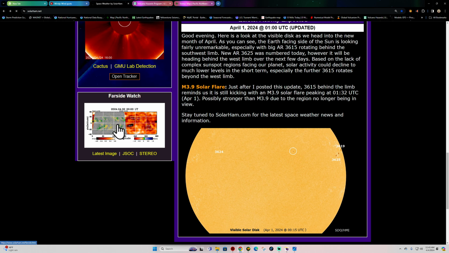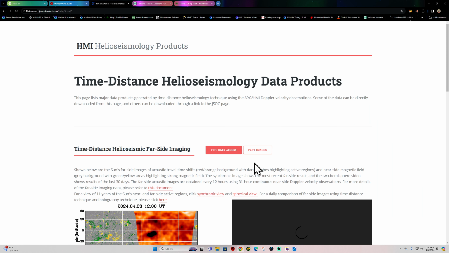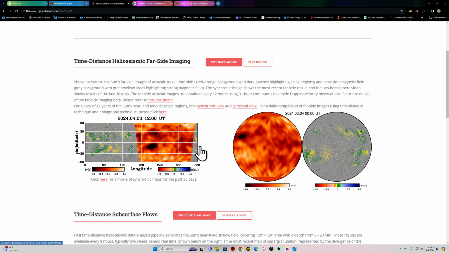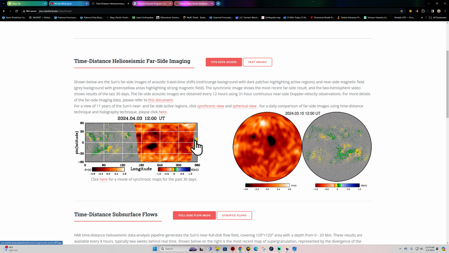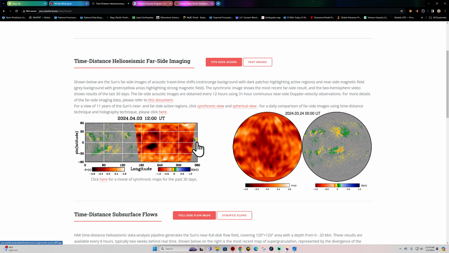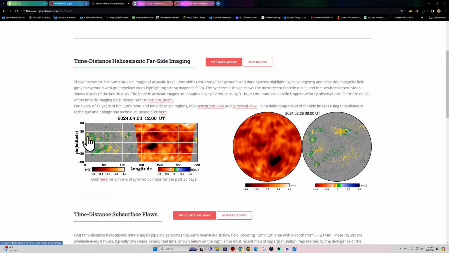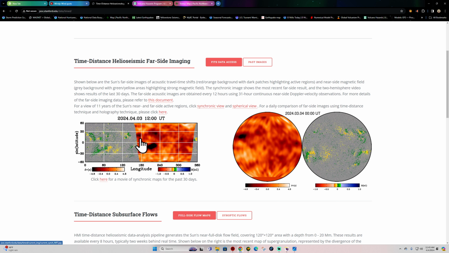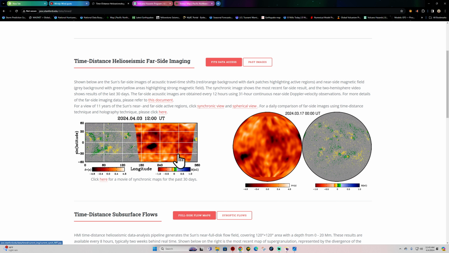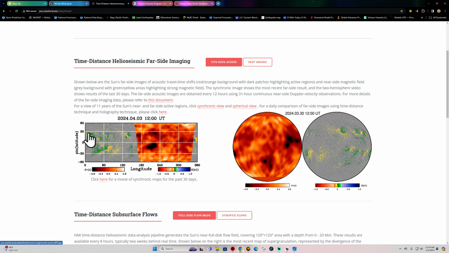A look at the far side of the sun. This is a couple days old here. I guess this one's a little bit more recent. There's our newer sunspot right here. I know it's going to be right here on this map, but this is actually the eastern limb. It's just split. Let me see here. That would be the eastern limb, yep. So there's our newer sunspot right now, the one coming in.